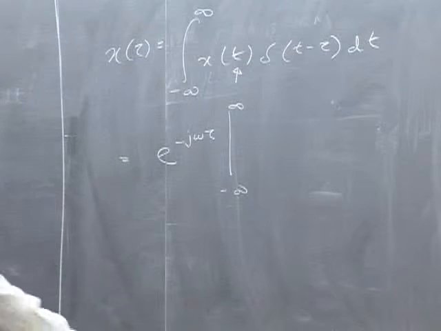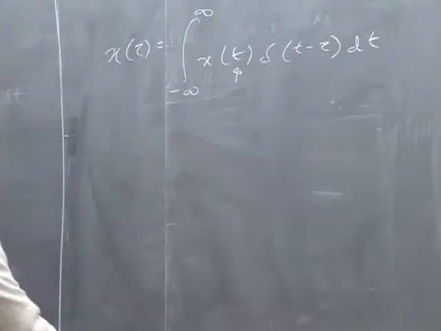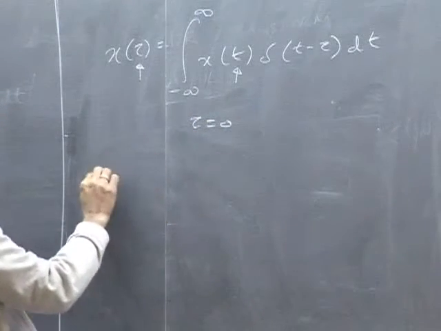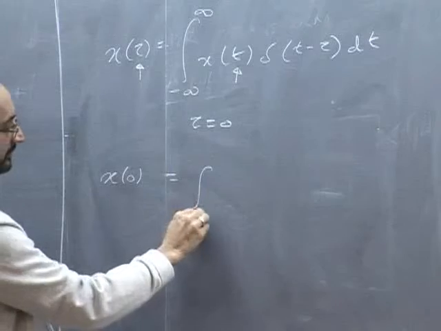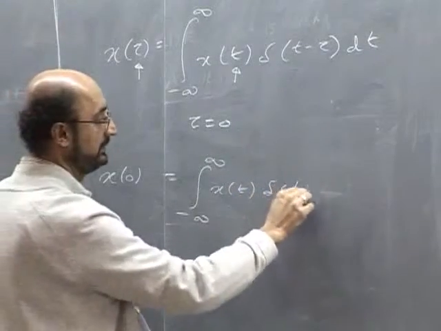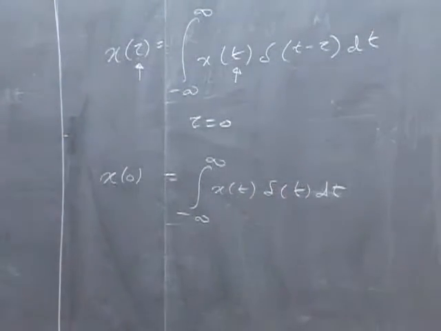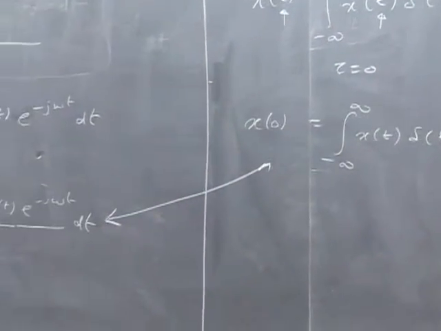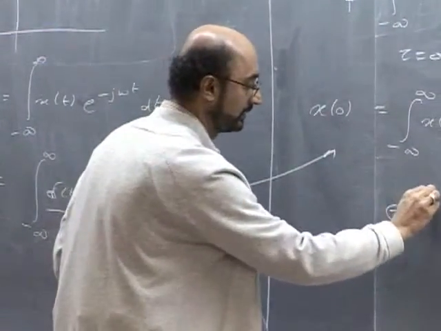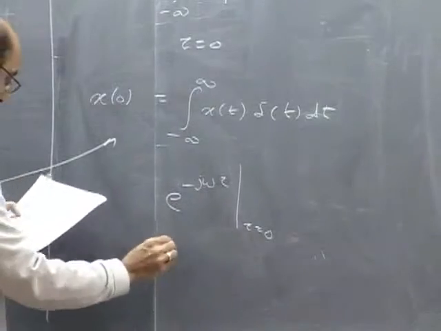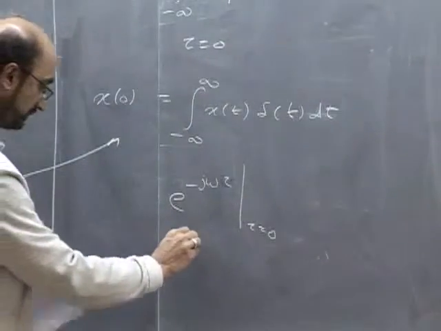Sorry, I take it back. What am I doing? At 0. So this is x of tau, so tau equals 0. Let's just write it out. With tau equals 0, we see x(0) equals the integral from minus infinity to infinity of x(t) delta(t) dt. We're just setting tau equals 0, right? And so if you match this one and this one, we just want to find e^(-j omega t) at tau equals 0, and this is going to be just 1.